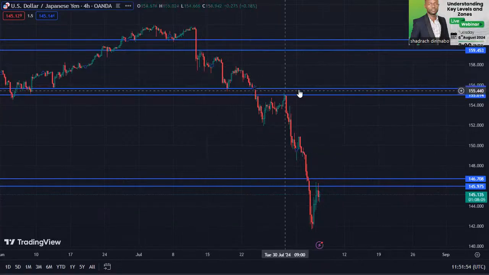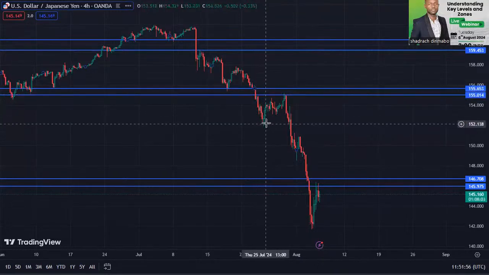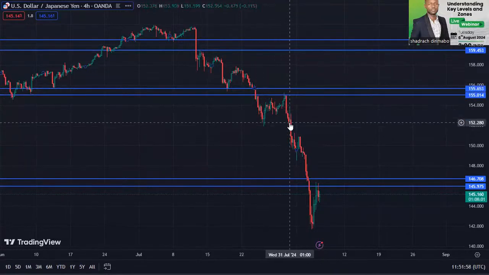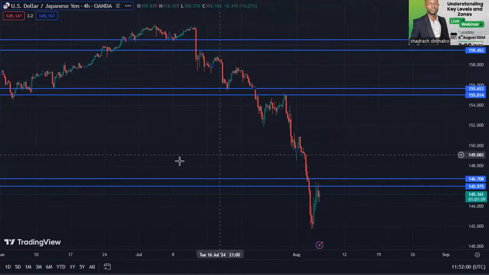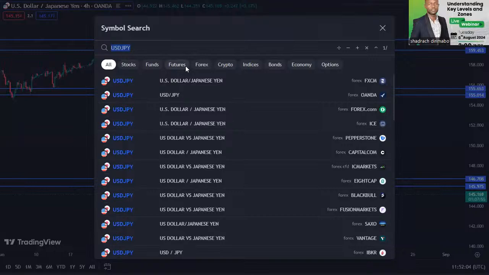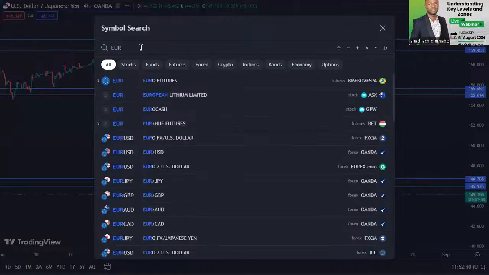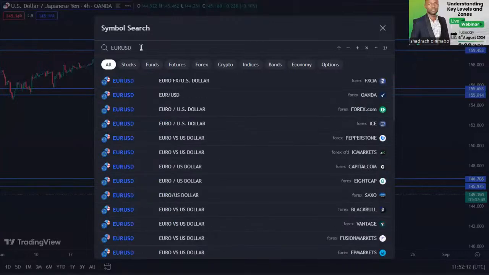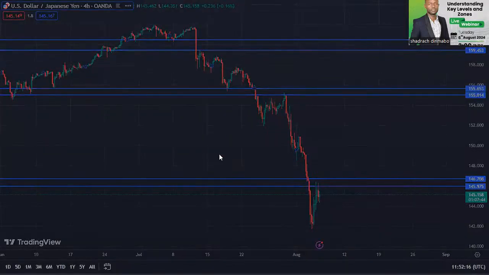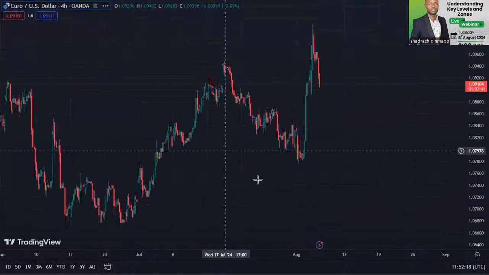Look at this one again. This is a zone. The market came down again, and when it came back to this zone, look at the reaction. All right. So that is it. Now let's look at other currency pairs and see the reaction. Let's see Euro USD, for instance. Let's check out Euro USD.